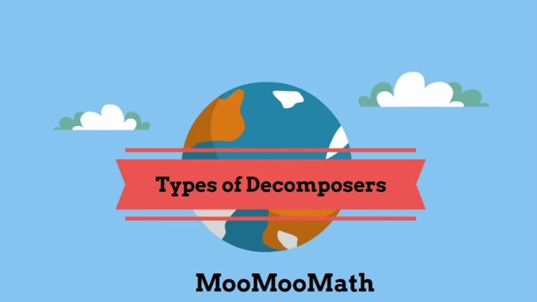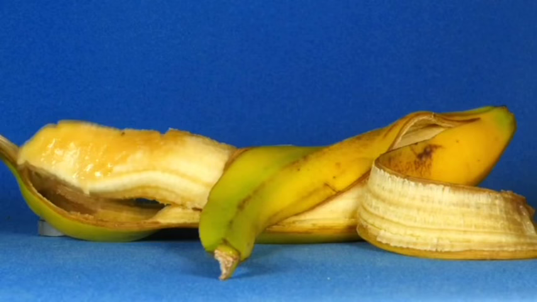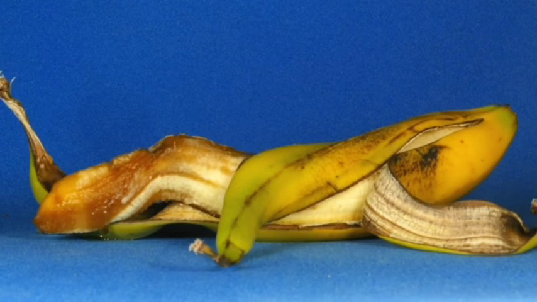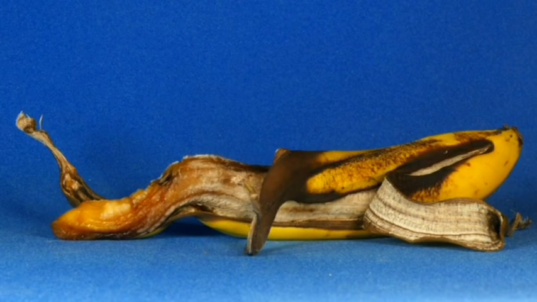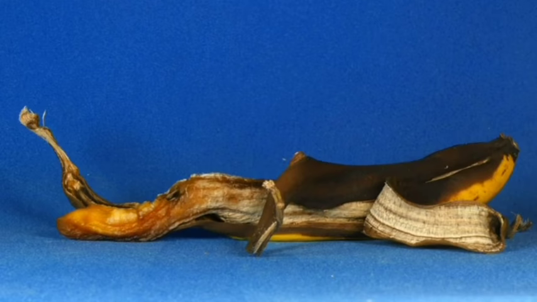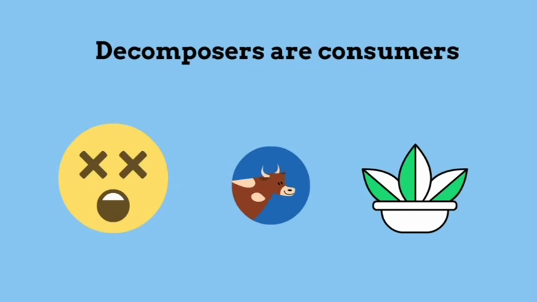The types of decomposers. A decomposer is an organism that breaks down dead organisms. Decomposers help recycle matter in an ecosystem by breaking down decaying or dead organisms. Example is this banana. Like other consumers, decomposers are heterotrophic. They use other organisms to get their energy, carbon, and nutrients for growth and development.